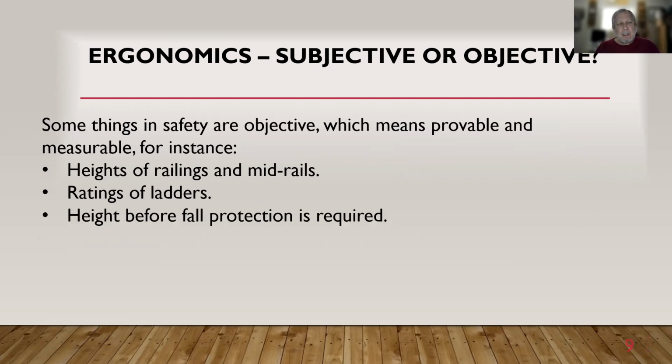So some things in safety are objective, which means provable and measurable. For example, the height of railings and mid-rails, ratings of ladders, height before fall protection is required, and that's different in general industry and construction, as you know.